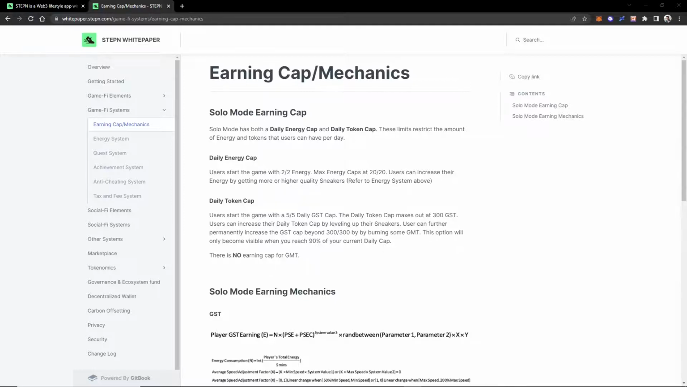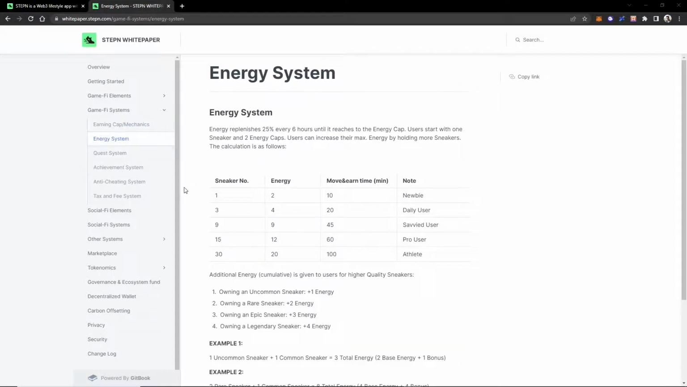Now let's come back to the energy cap and learn how we can increase that limit. As you can see on my screen, with the specific numbers of sneakers that you own, your energy cap will be higher. For example, if you have only one common shoe, your cap will be 2. But if you have 3 common sneakers, your energy cap will be increased to 4.